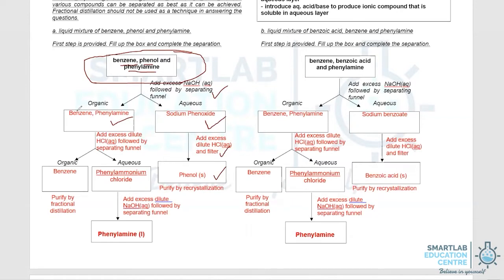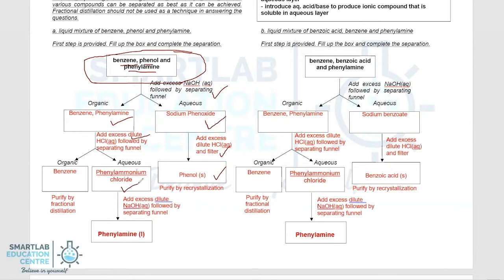In the case of phenylamine and benzene, we can further separate them by adding dilute HCl. Since HCl is an acid, it will neutralize your phenylamine to form phenylammonium chloride, which is ionic, and therefore highly soluble in the aqueous layer, while your benzene stays as the organic layer, and you can split them using a separating funnel. To neutralize, you can then add excess dilute NaOH and neutralize phenylammonium chloride to form back phenylamine.